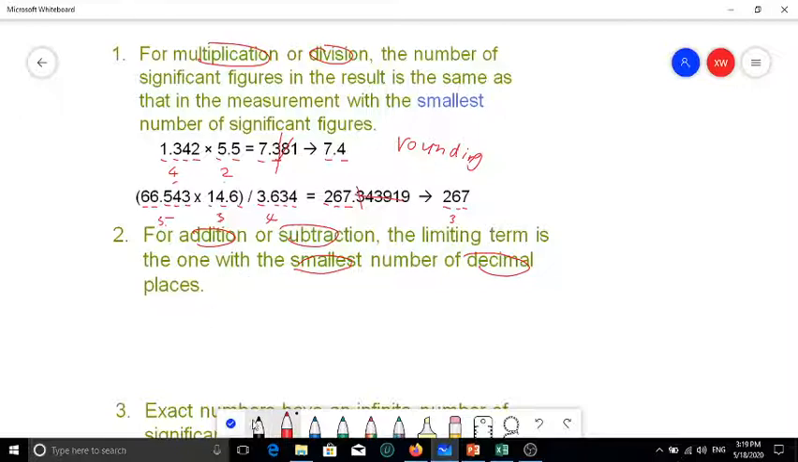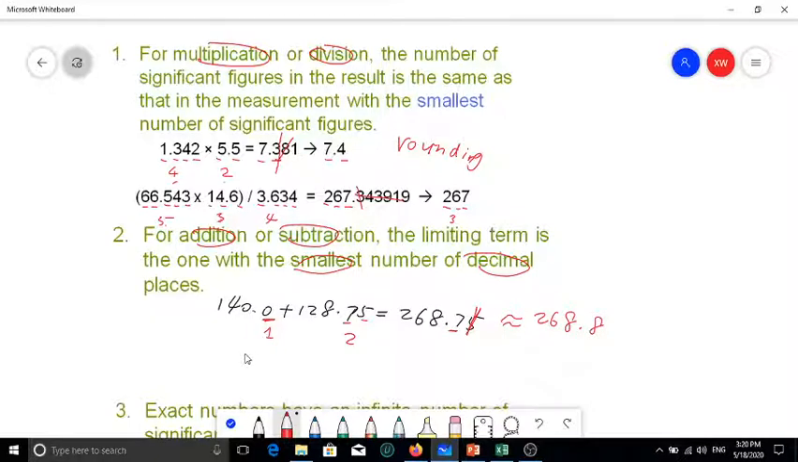For example, 140.0 plus 128.75. Okay, so this is an addition. You have two numbers, you're adding them up, and then the answer you get from the calculator is 268.75. Now the way you round this number is you're counting decimals. 1 decimal, 2 decimal places. So your answer is supposed to go with the lower number of decimal places, which is 1. So you're dropping 5. Okay, this will be rounded up to... oh, excuse me. It's going to be 268.8.